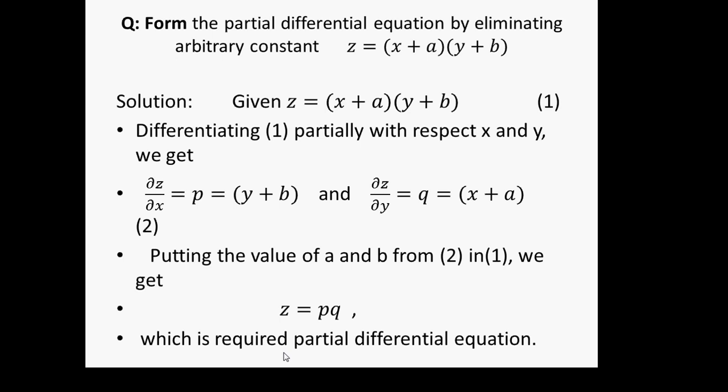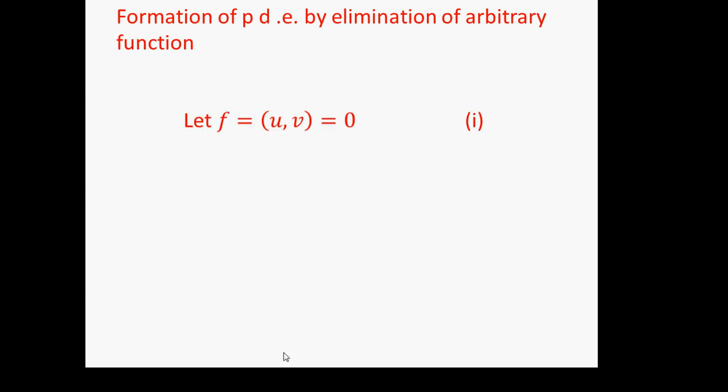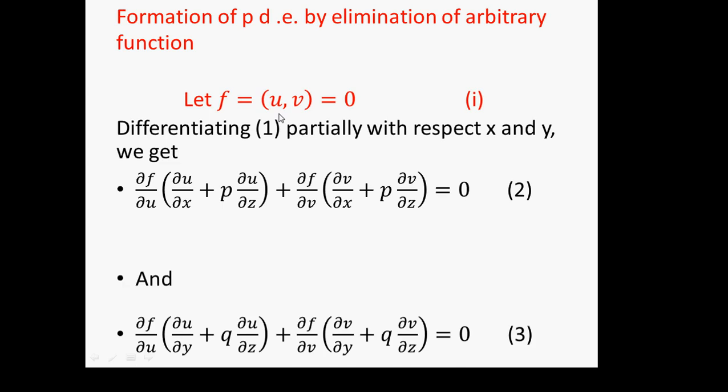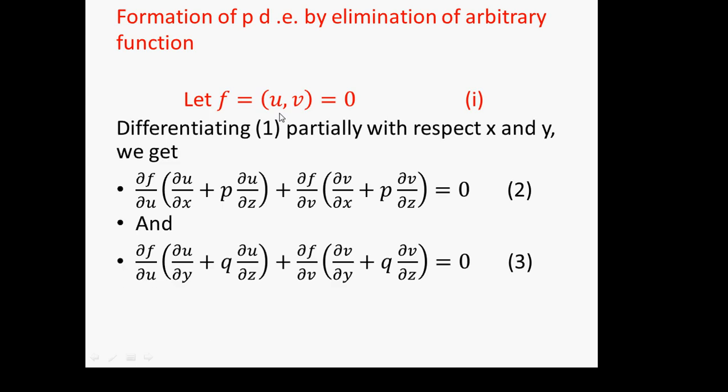In this case, let f be a function of u and v. Here there's some mistake, but let f of u, v be equal to 0. Now differentiating 1 partially with respect to x and y, we see f is a function of u and v, u and v are functions of x, y, z, and z is a function of x, y. So we differentiate with respect to x.